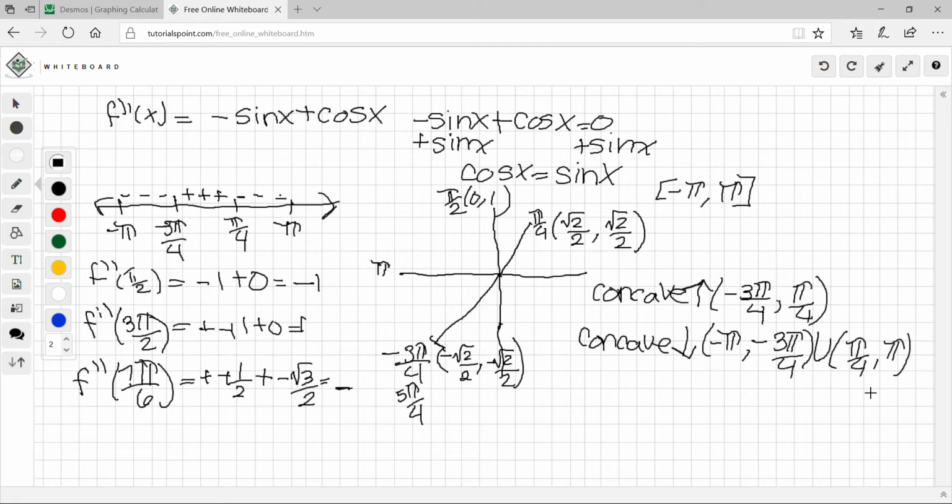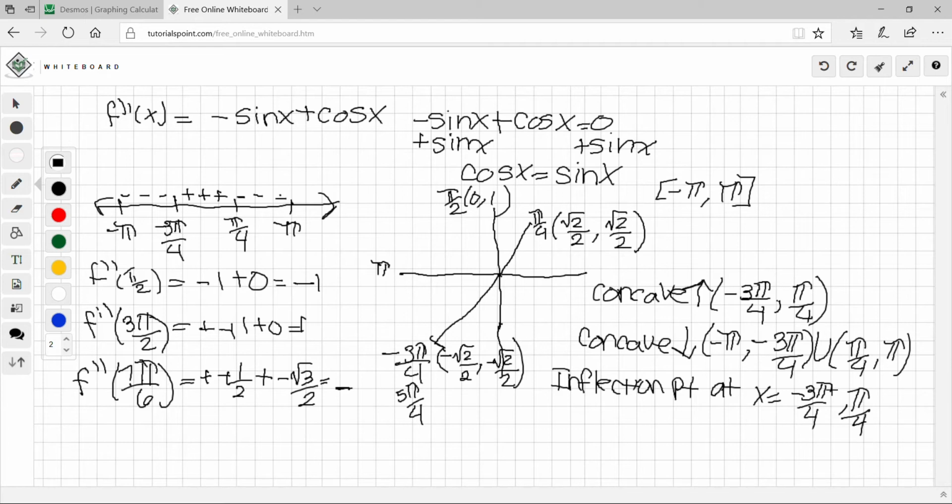Okay, so yeah, this part you actually need to know the trig really well. And then our inflection points, the x values, at x equals, it's basically negative 3 pi fourths and pi fourths. Okay, so if you wanted to really understand this, you would have to graph it again.